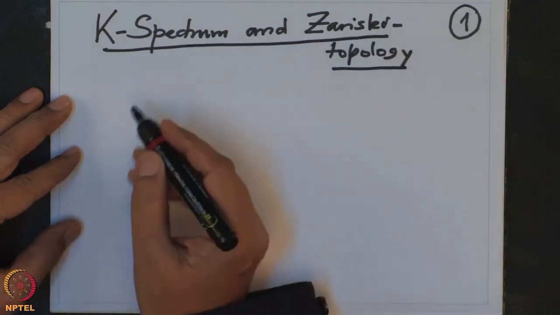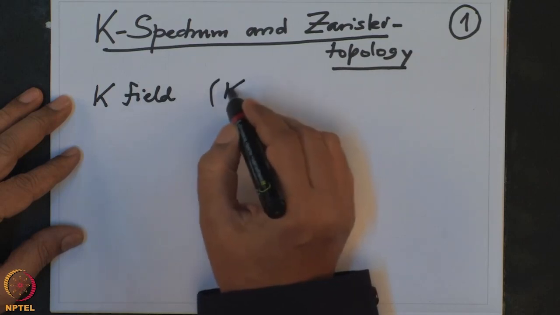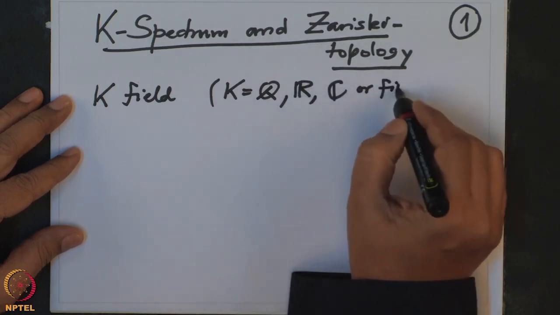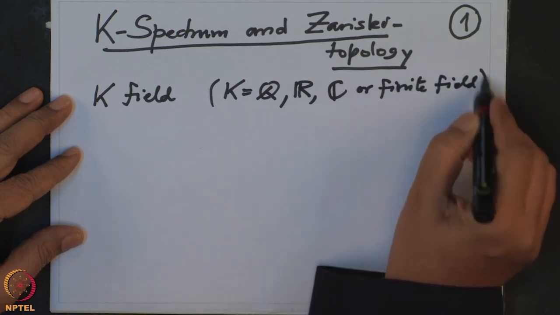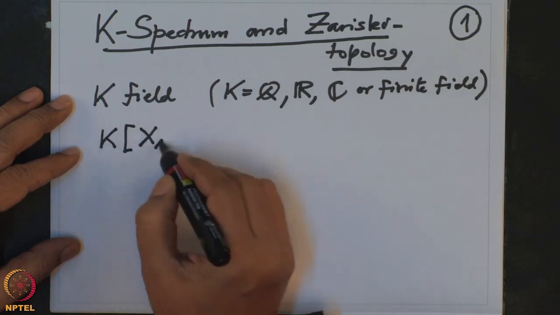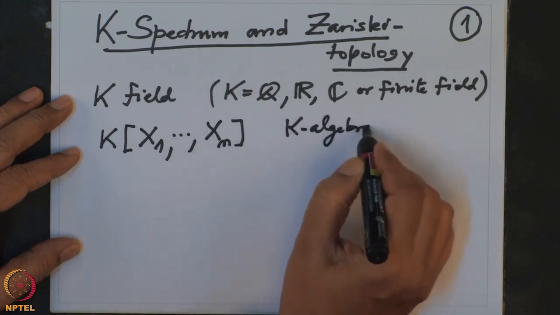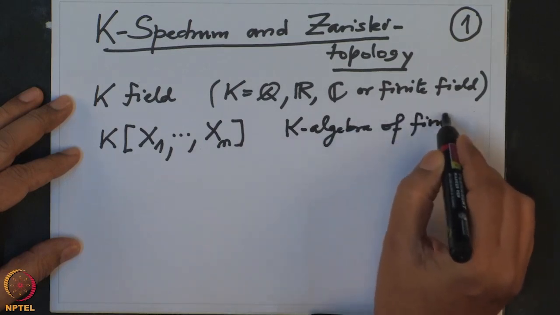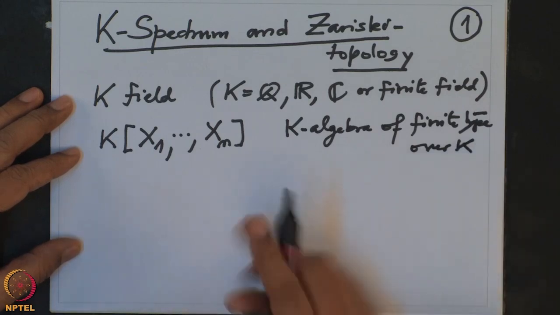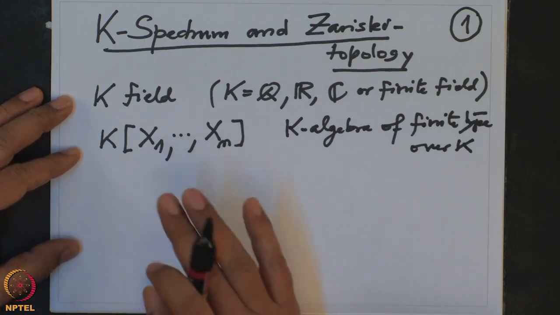All right, so where k is a field, for example, one could take k equal to Q or the real numbers or the complex numbers or a finite field. And then we have seen the polynomial algebra in n variables, k[x1, ..., xn]. This is a k-algebra of finite type over k. Later on we will drop this assumption and we will study general commutative rings. But to give a better understanding, we have to do this case first.